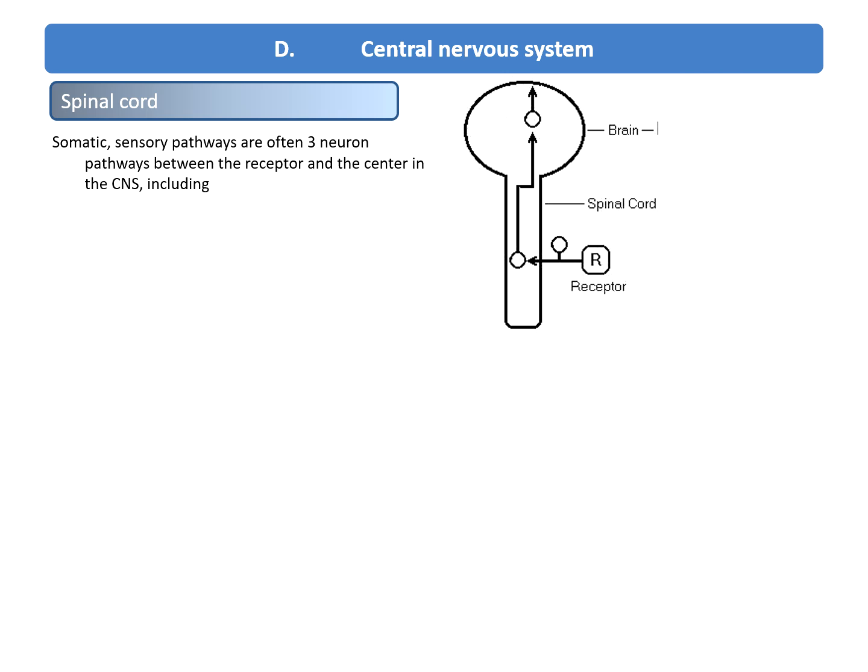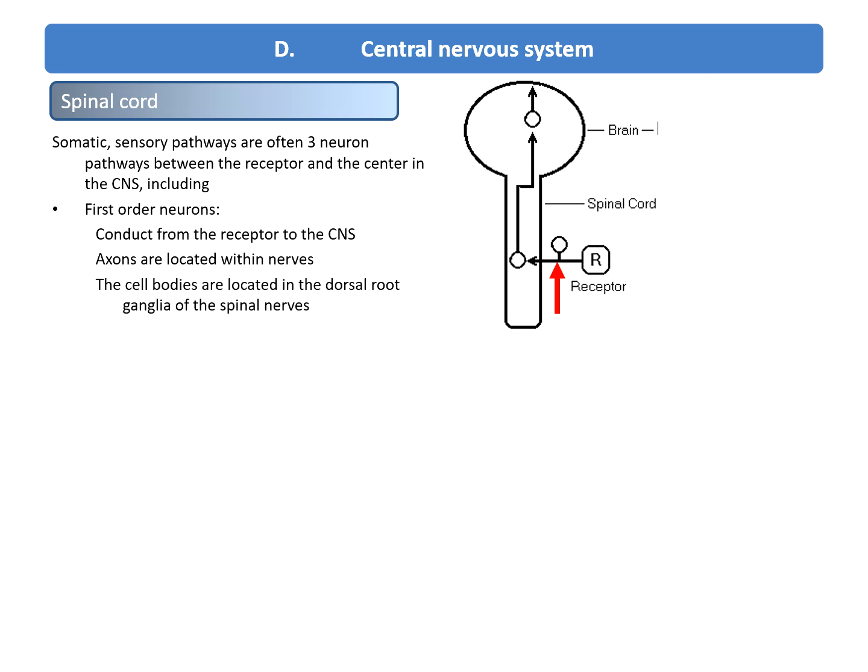Somatic sensory pathways are often 3-neuron pathways between the receptor and the center in the central nervous system. They include first-order neurons that conduct from the receptor to the central nervous system. The axons are located within the nerves, the sensory nerves. The cell bodies are located in the dorsal root ganglia of the spinal nerves.